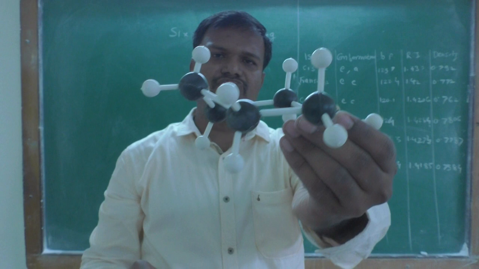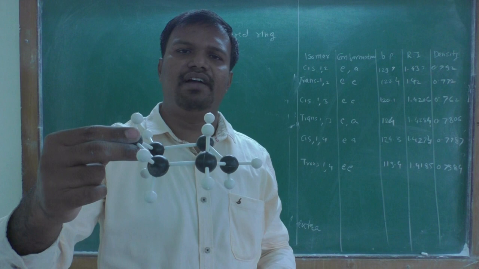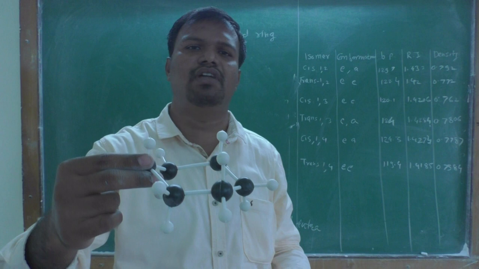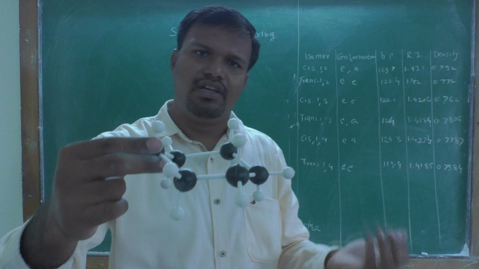What is the meaning of angle strain? For an sp3 hybridized carbon, any angle more than 109.28 minutes is unstable, and any angle less than 109.28 minutes is also unstable.